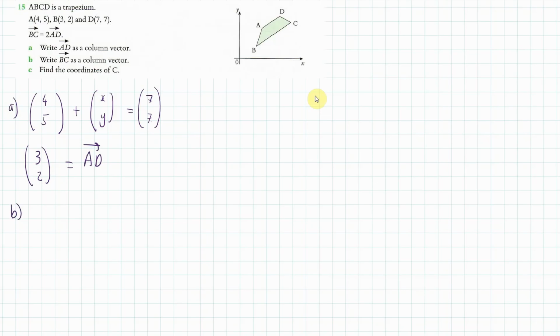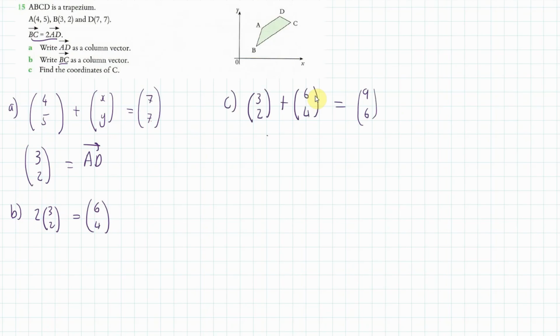Now, the next question is BC. Now, what do we know about BC? We know it's double AD. Well, that means I'm just going to go 2 times AD, and that's giving me 6, 4. And then now I can find the coordinates of C, because going from B to C is 6, 4. So if I start at B, which is 3, 2, and I add the vector, that should get me to C. So 3 plus 6 is 9, 4 plus 2 is 6. So I think that my x value is 9 and my y value is 6 for C. So C is at 9, 6.